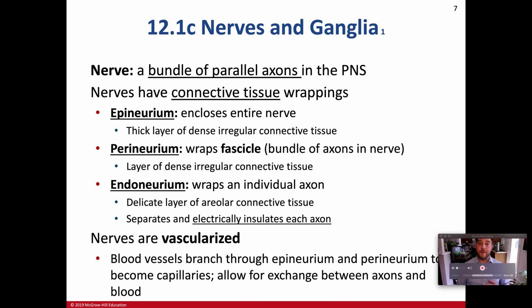Yes. Nerves are also vascularized, so just like bones and muscles, they have a lot of blood vessels coming to them for both gas and waste exchange.